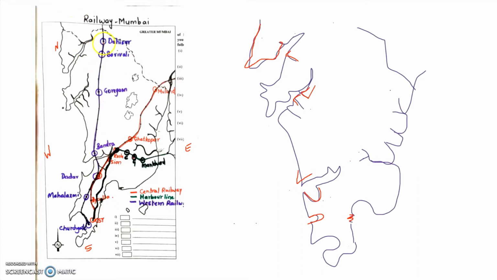Okay, first start with Dahisar and Borivali. So here there is your first fold where you can draw a point and give that point the name Borivali. Okay, then you go to the second fold. Out of the four folds, locate that first fold and write Goregaon over there.